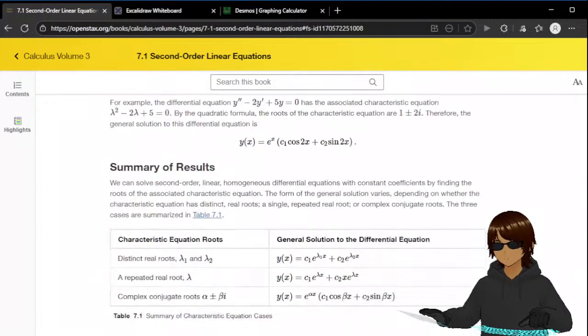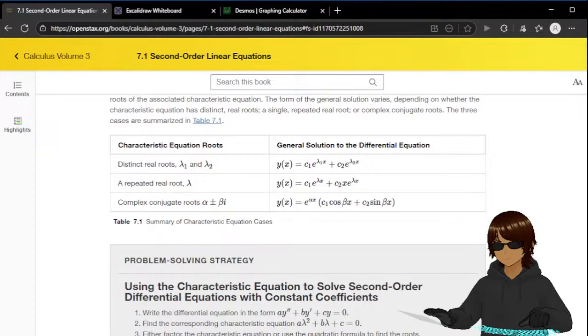Oh my gosh, there's so much to memorize. Distinct real roots. A repeated real root. Complex conjugate roots.